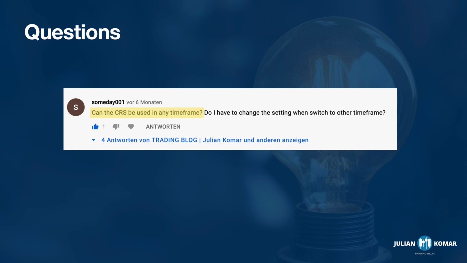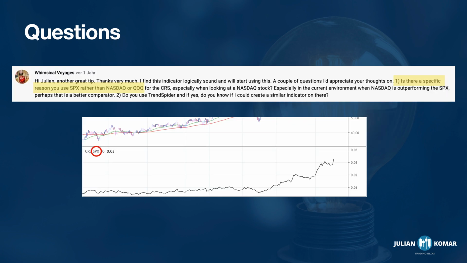When you find something where you can produce an edge, and when you find a strategy where the relative strength line is also important for intraday trading, then go for it. There is nothing wrong with using it in other time frames too. So let's jump to the next question. It is a little bit longer, and I also highlighted one sentence here.